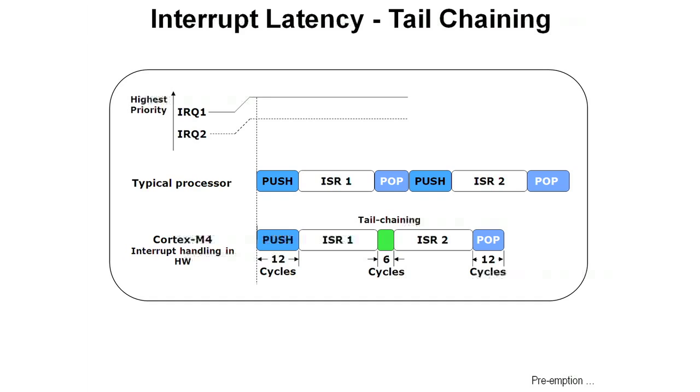The Cortex M4 interrupt handling is all in hardware. So we have a very short push at the beginning, and then we run interrupt service routine 1.